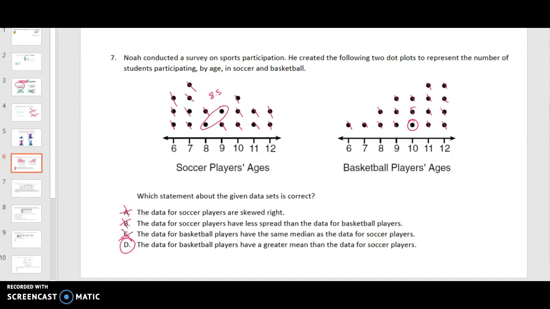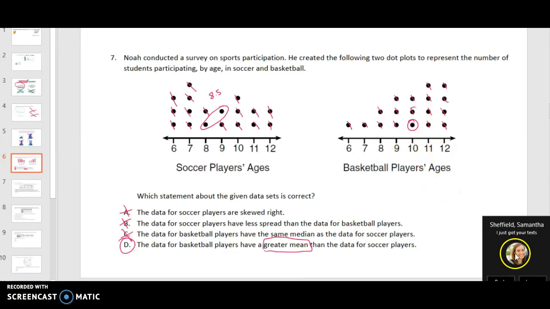So for D, it says the data for basketball players has a greater mean. Now to find the mean, remember you add them all up and divide by how many there are, and you're welcome to do that. Or you can just use the elimination process to see.